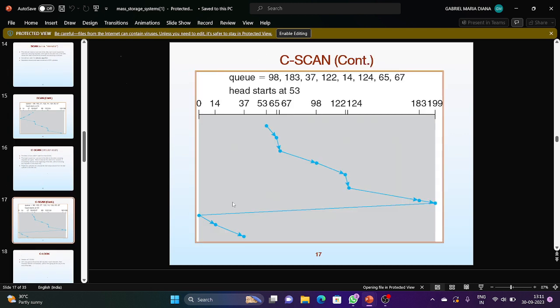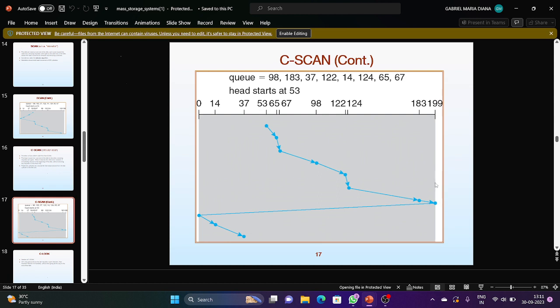It is similar to the SCAN algorithm. The initial state will be the same. The read write head points to 53. But here the slight change is that in the SCAN algorithm it moves to zero. Here, from 53, it moves to the higher range, that is, it moves to 199.